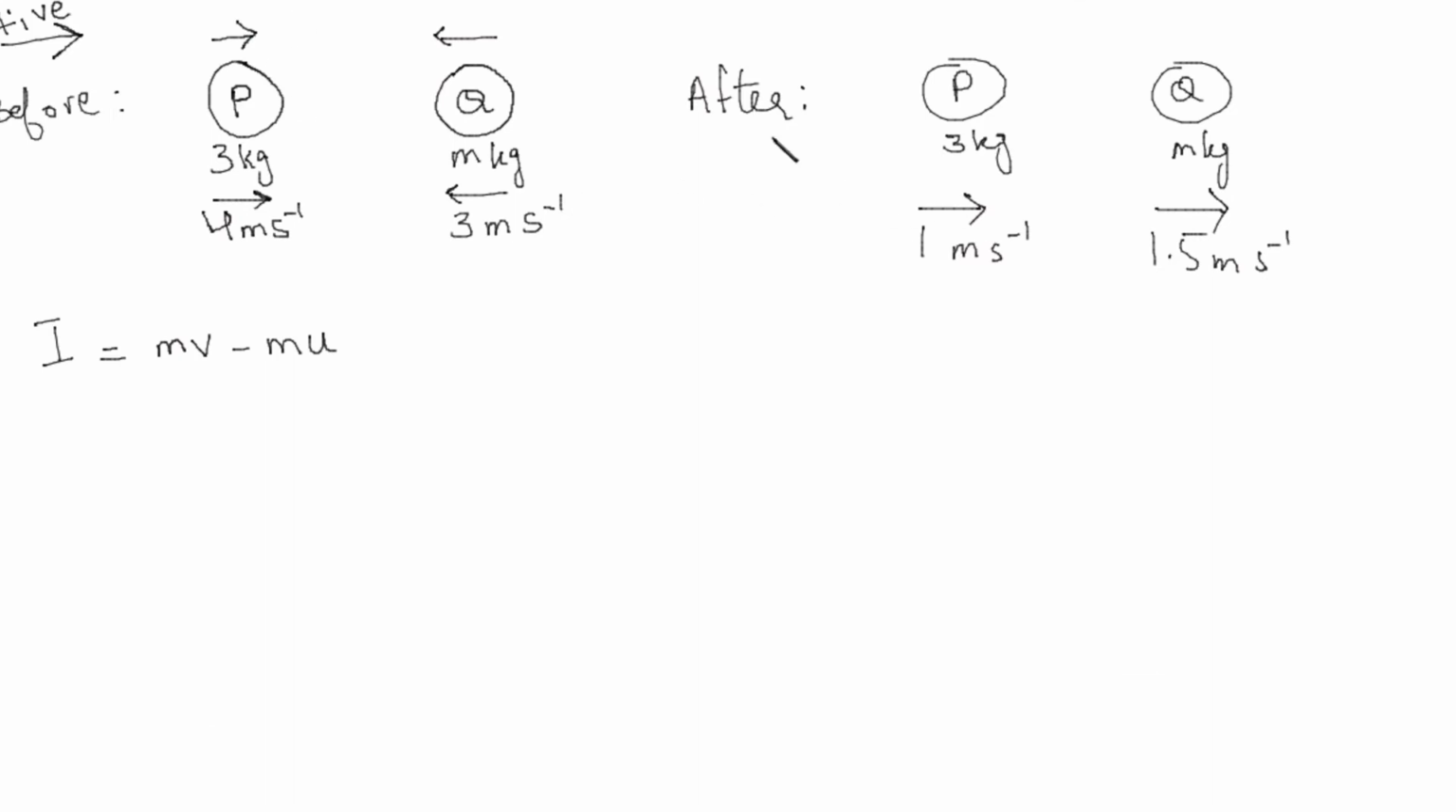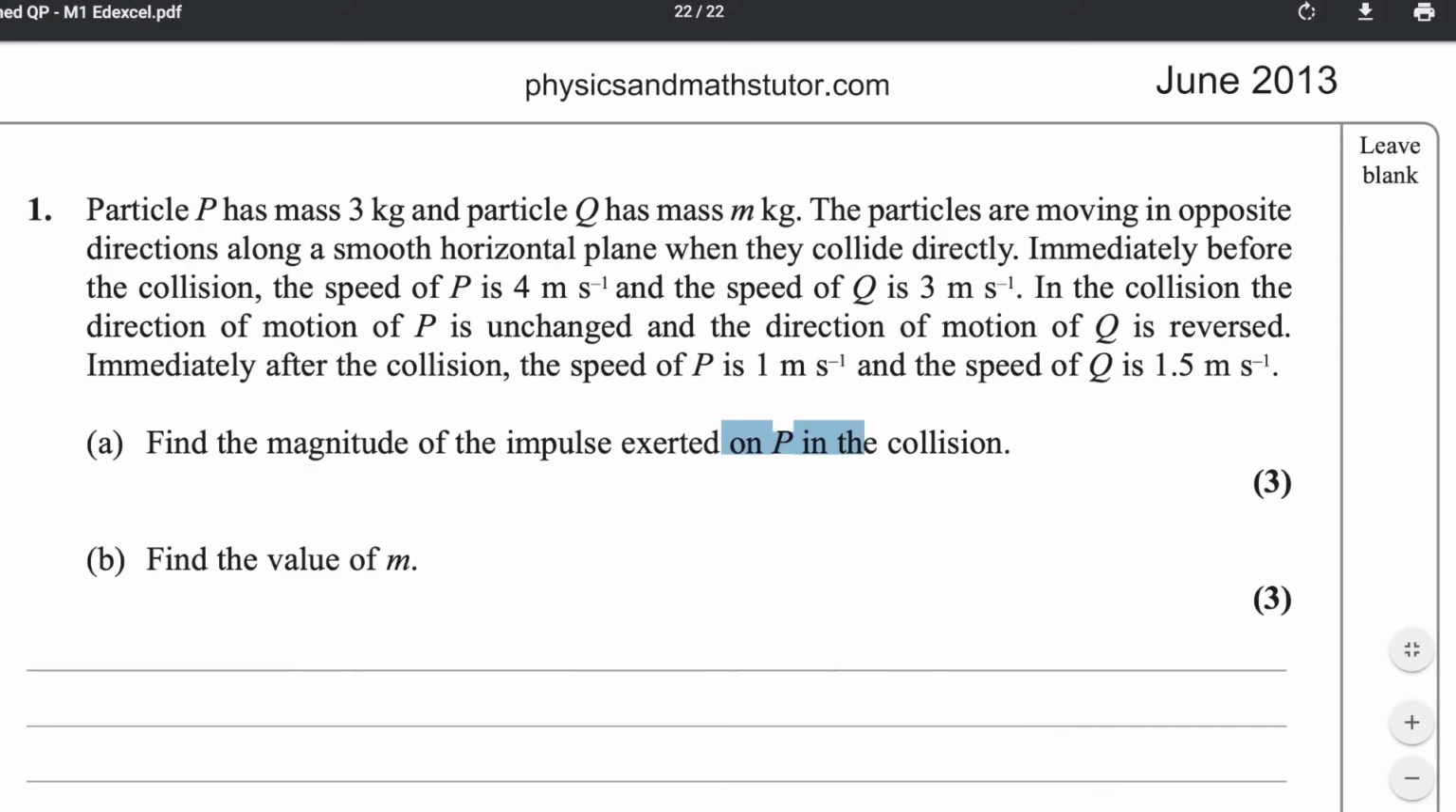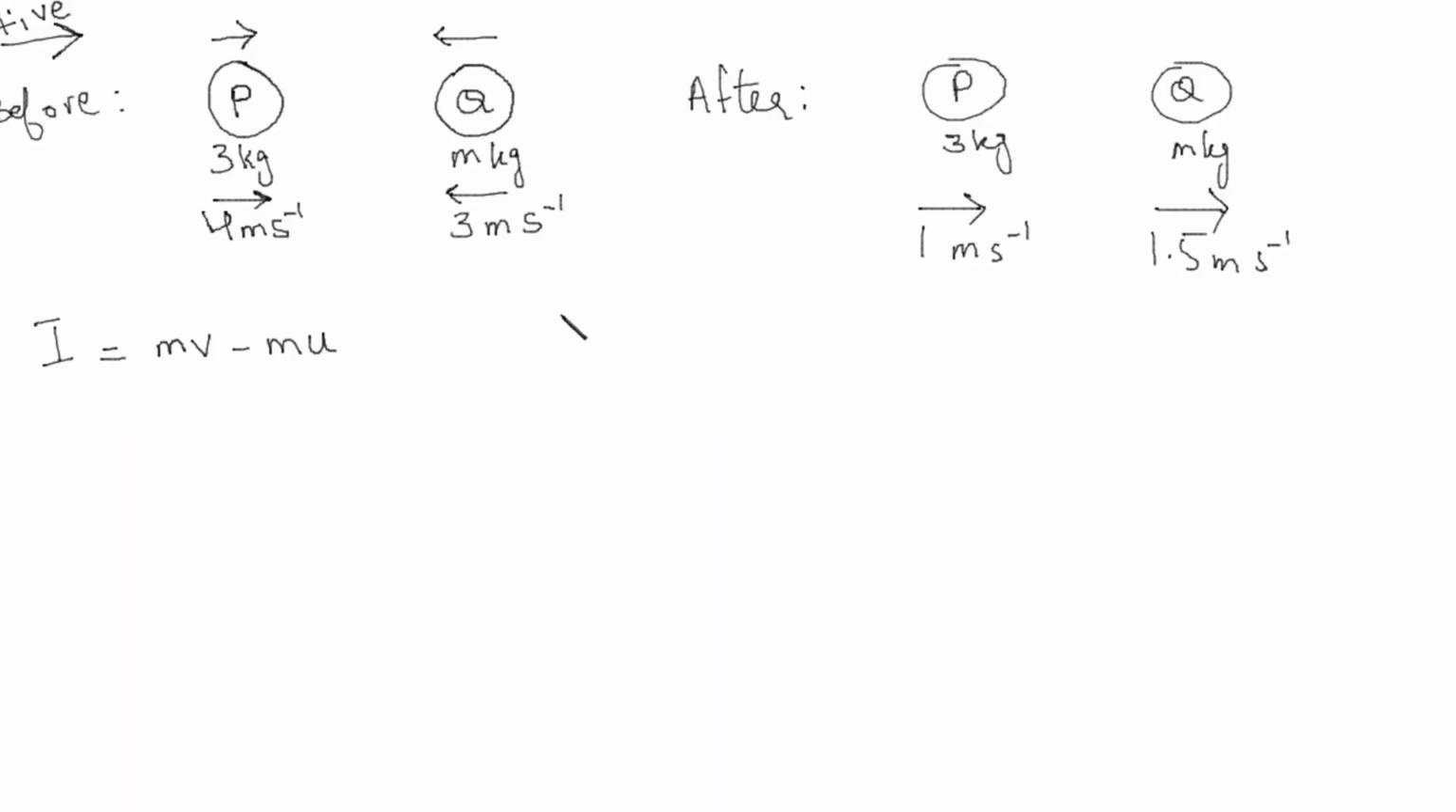The impulse is the same for both of them. The impulse exerted on P and the impulse exerted on Q would be the same. But because they're asking us about P, we're going to take the initial and final speeds of P and the mass of P. They're asking about P because they have not given us the mass of Q, so we can't really find it. That's why we're just considering P here.